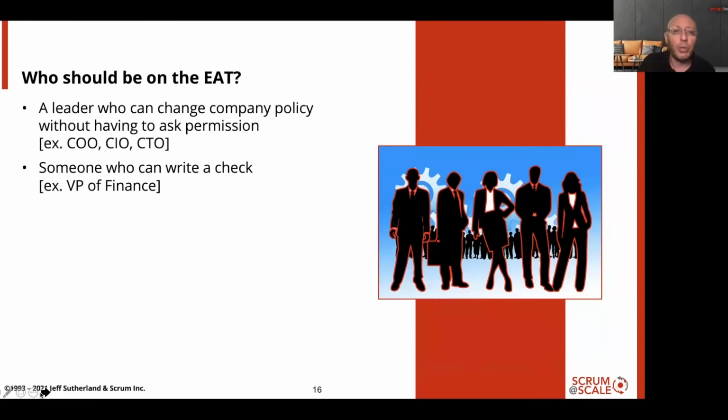You need to have someone who can write a check. And there's a specific reason why. It's because a lot of impediments can go away with just a signature. Now, again, not the CFO. The CFO is also probably going to be on the EMS, but we need somebody else like a VP or senior vice president of finance who has a good amount of budget.